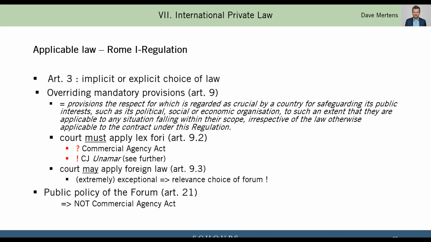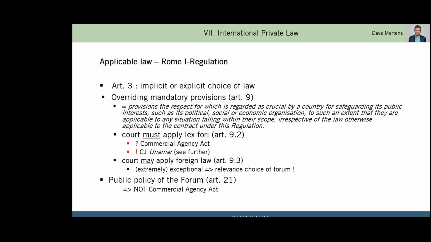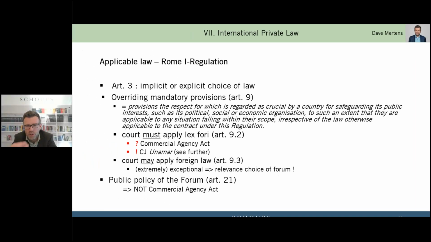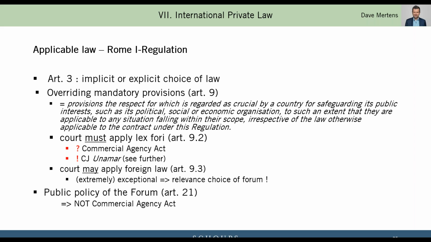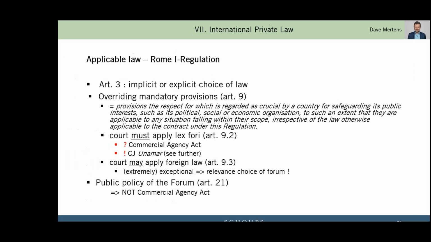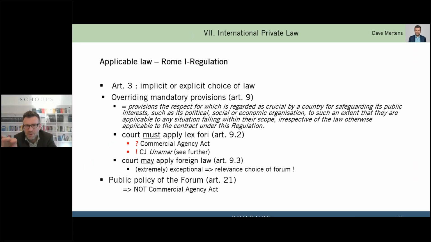The court that must apply the lex fori, perhaps not that important anymore, by which I mean, initially it was accepted that the Belgian Commercial Agency Act was an overriding mandatory provision, and that the Belgian courts, if they deem themselves to have jurisdiction, must apply the mandatory provisions of this Commercial Agency Act and set aside, as a rule, the choice for, I don't know, Spanish law, for instance. However, under the case law of the Court of Justice, that is no longer possible. And I think even that's Unamar, I'll talk about that.